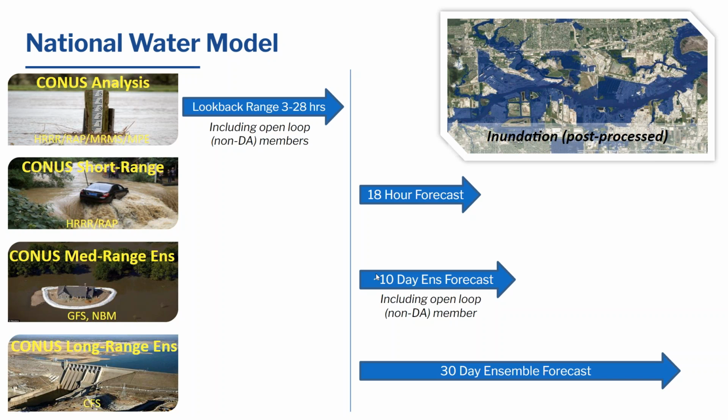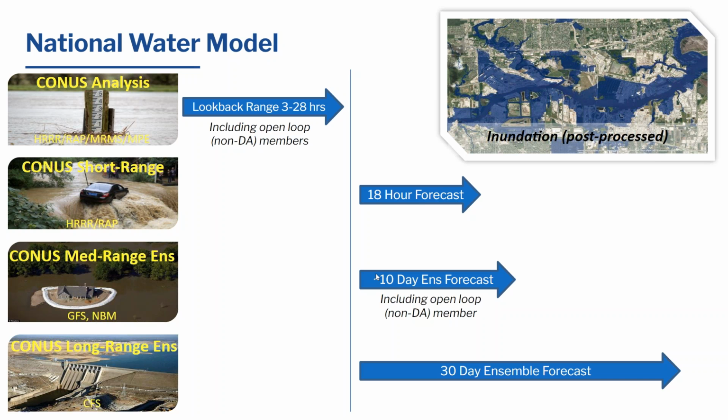I want you to think, like we have various weather models, we have various water models, and there are different forcing mechanisms. In this case, we have 4 different runs of the National Water Model that will allow us to refine the hydrologic forecast across varying timescales. The first one is an analysis run. This is basically using a look back period of 3 to 28 hours, and it's telling you, where do we currently have flooding? It's using observed gauge observations and analysis to depict where flooding is happening.